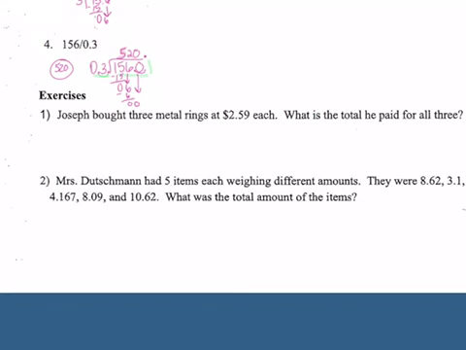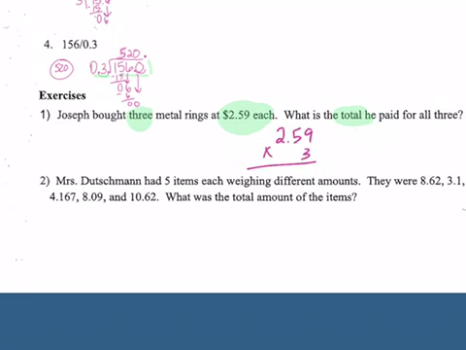Make sure you underline whatever I underline so you know it's important. Joseph bought 3 metal rings at $2.59 each. What is the total he paid for all 3? So what could we do? If they're $2.59 each and he bought 3 of them. $2.59 times 3. Good. I can do 2.59 times 3, because he bought 3 at the same price.